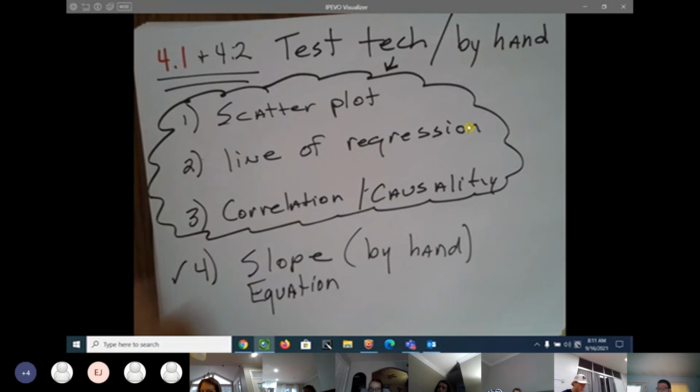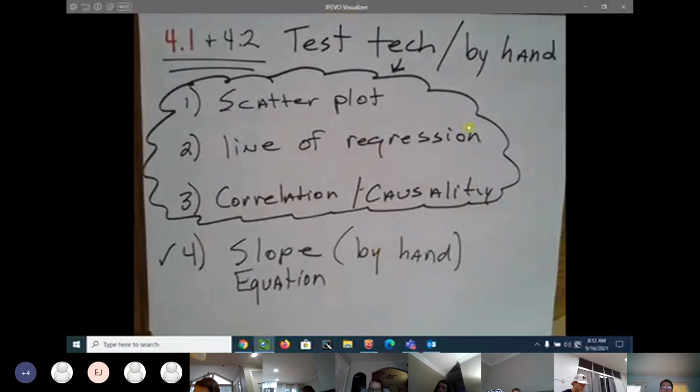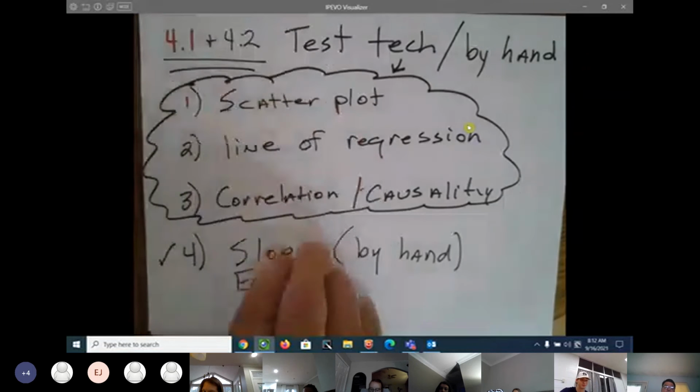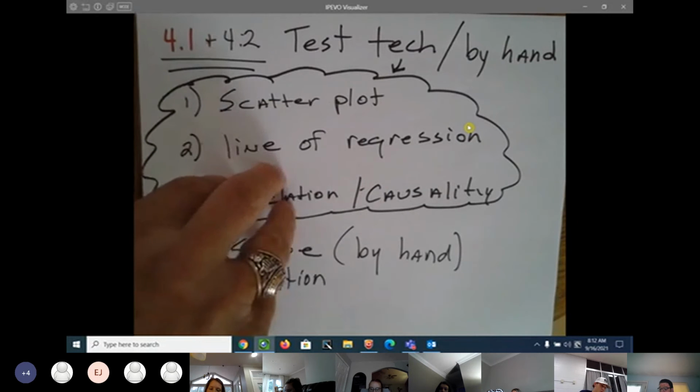So, with that being said, let's go ahead and get into scatter plots and line of regression and all that. This is going to be a pretty quick section, 4.1 and 4.2. Again, because technology, and you already know how to do some stuff. This is going to go by pretty quick. All right.